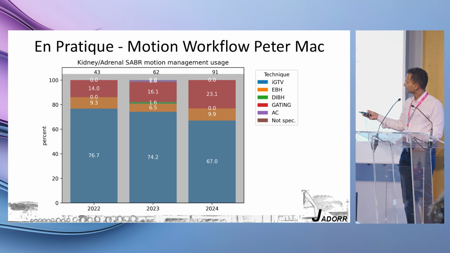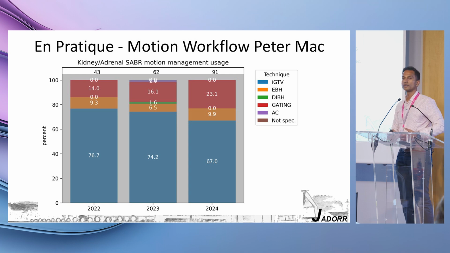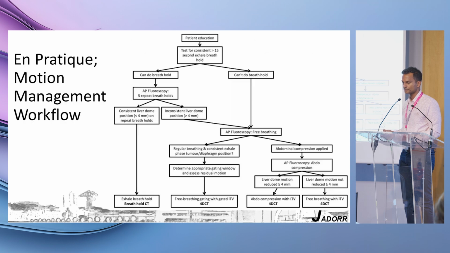This is our techniques over the last 3 years. So 2024, 22, 23. So we are gradually dropping the number of patients getting an ITV approach. It's gone from 3/4 of patients maybe to 67%, pretty similar. There are more patients who are having more advanced techniques like exhale breath hold, DIBH and gating, but it's still a minority. So yes, most patients can be treated in a very simple approach, but there is a minority of patients we need to think about these more specific techniques.